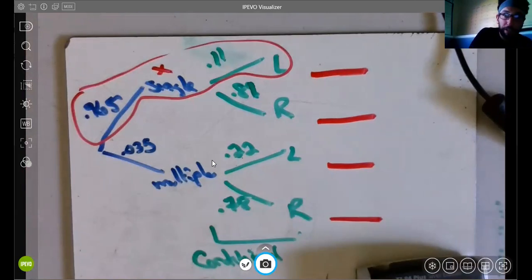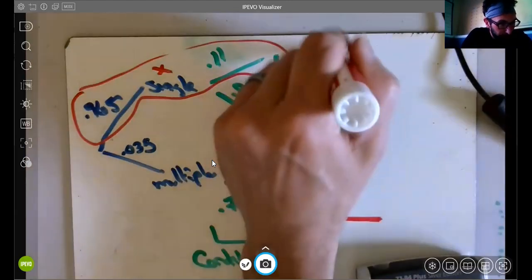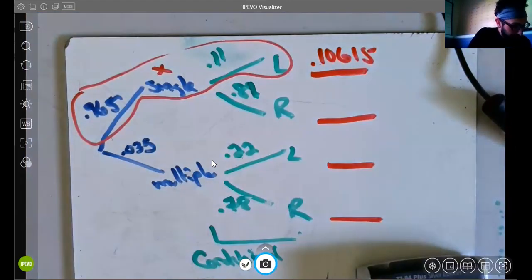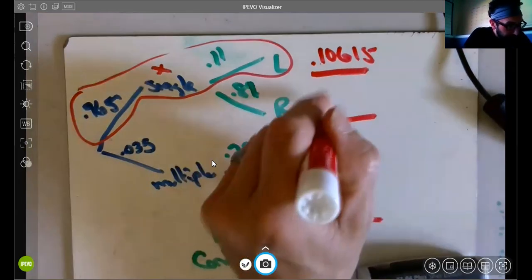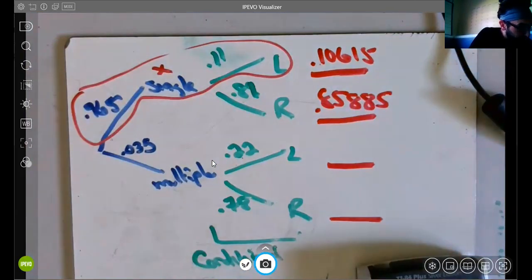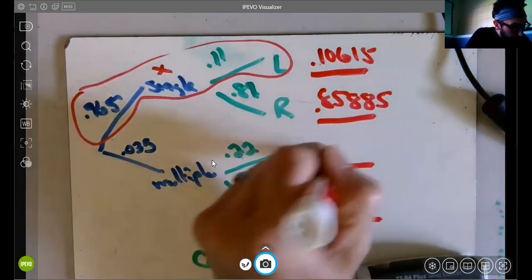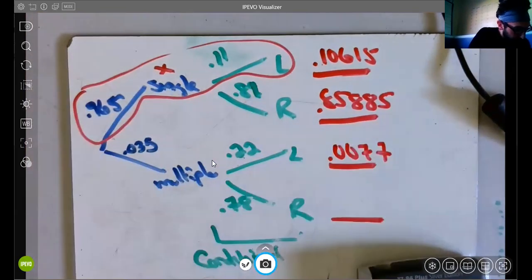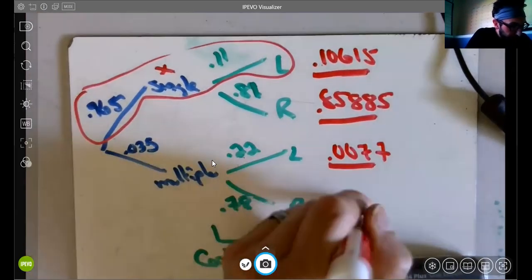When we use a tree diagram, multiplication is implied, and I definitely should have figured all these out before I started this video. So this is 0.10615. 0.965 times 0.89 is 0.85885. 0.035 times 0.22 is 0.0077, and 0.035 times 0.78 is 0.0273.